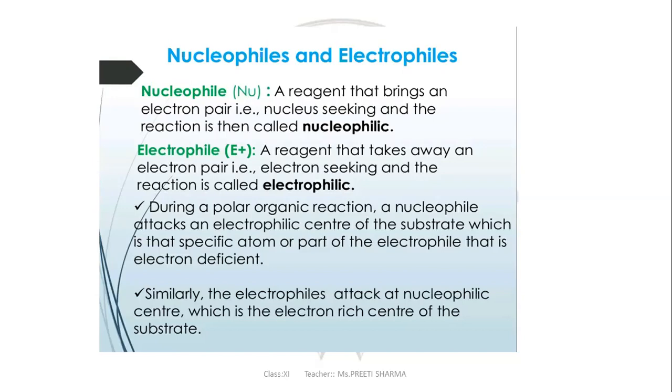BF3, AlCl3, FeCl3, these are all electrophiles because their central atom has an incomplete octet, right?